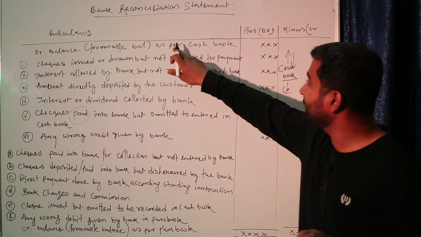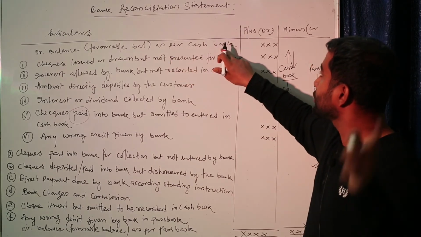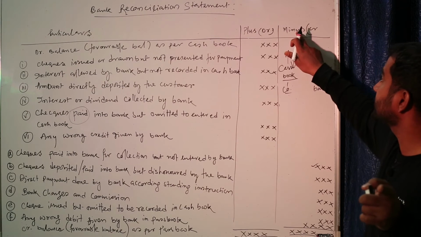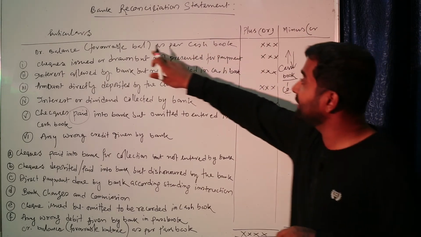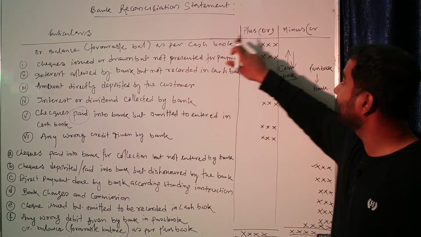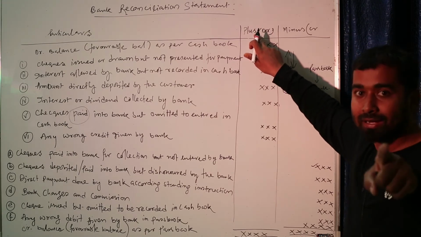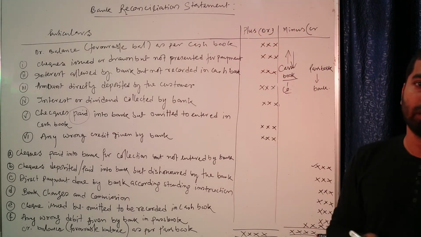Simple. If you have the balance as per the cash book, the plus sign should be debit and the minus sign should be credit. If you have the balance as per the passbook, then the plus sign should be credit and the minus sign should be debit.